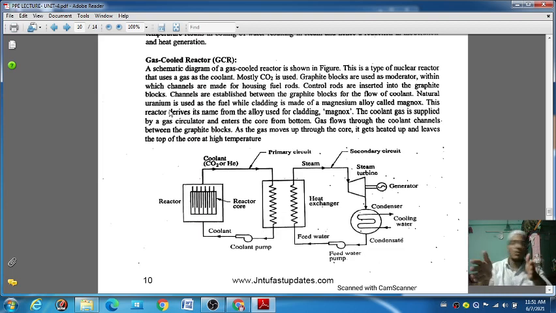Between the flow of coolant and graphite rod, the channels are established here. The same cycle will be there in the fast breeder reactor, because you can see here the primary circuit and the secondary circuit here. In that, the coolant will be passed through the coolant pump in that reactor.